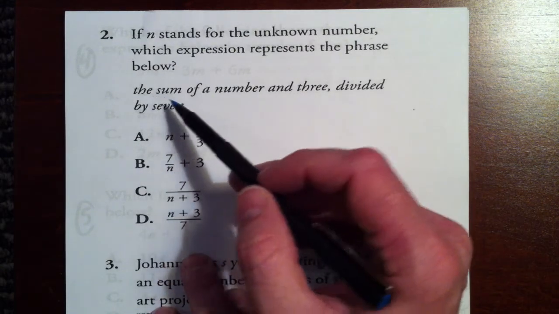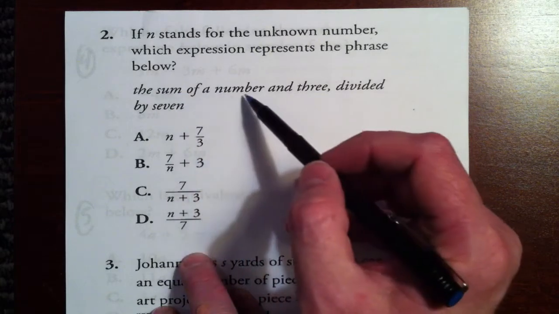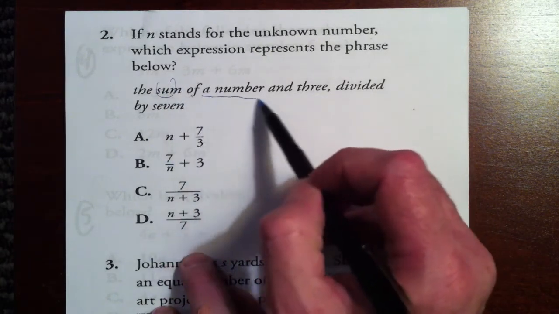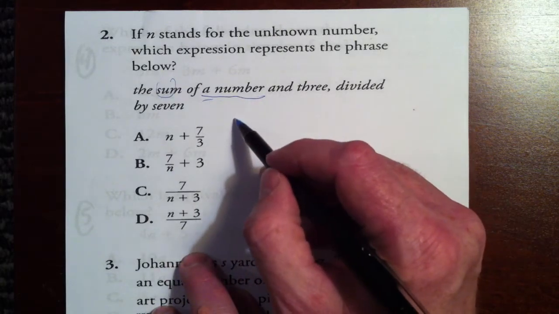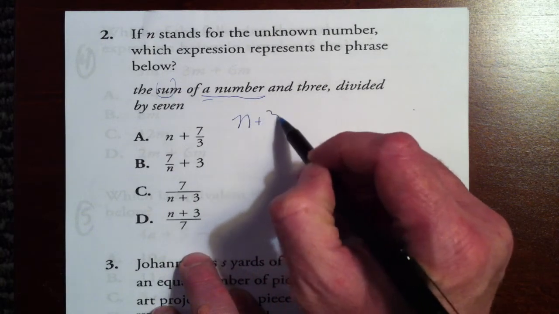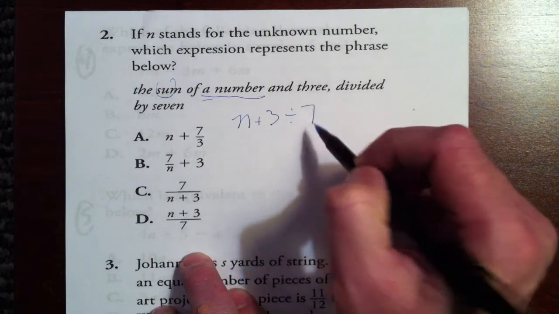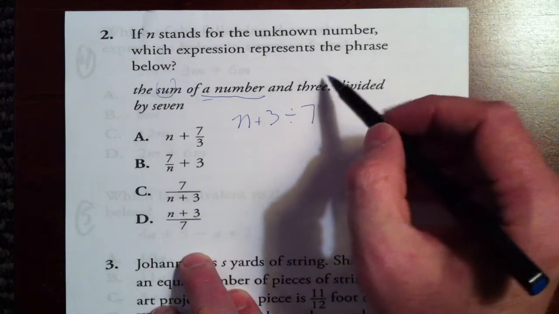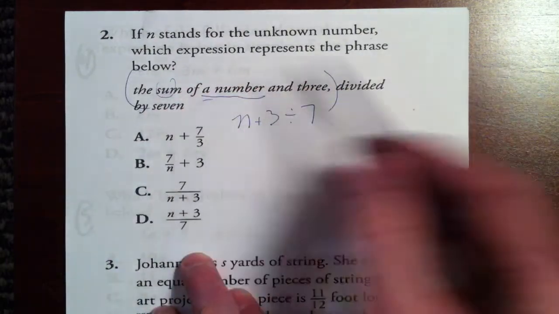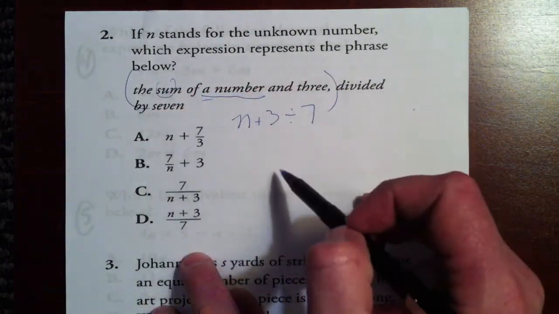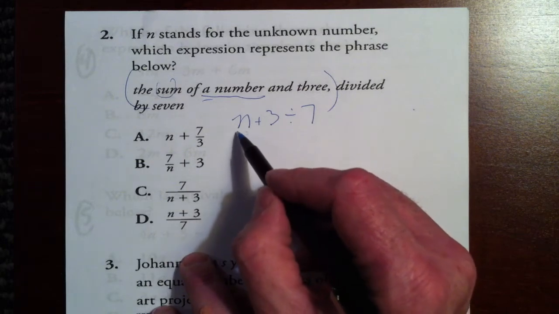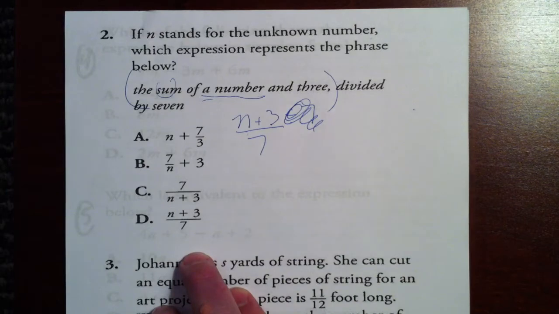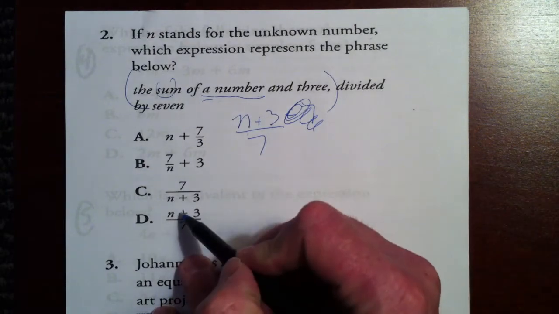Well, you might write this out incorrectly and say the sum of a number, sum means we're adding, so we're going to say the sum of a number, and that's the unknown number. You might incorrectly say n plus 3 divided by 7. Well, the reason why that's incorrect is we're saying the sum of a number and 3 divided by 7. So we're saying all that divided by 7, which should be divided by 7 like so. Okay? And here we have that choice D.